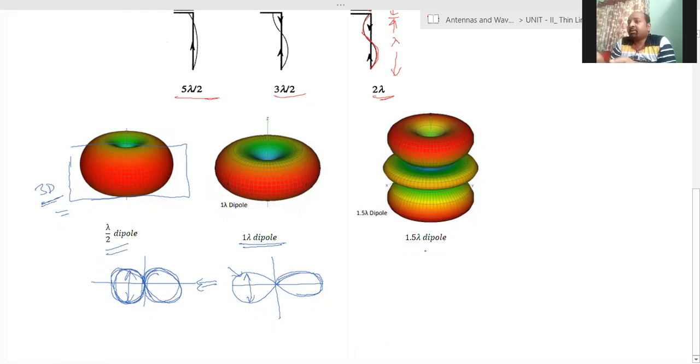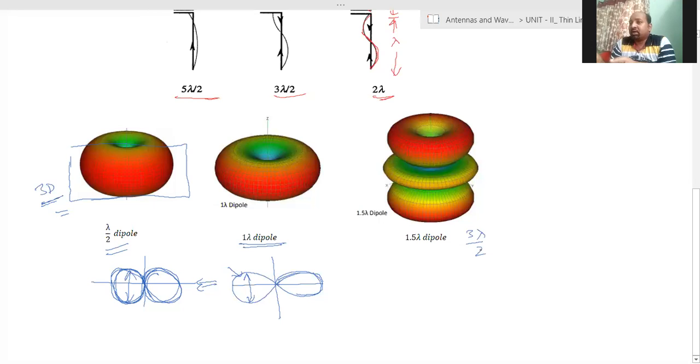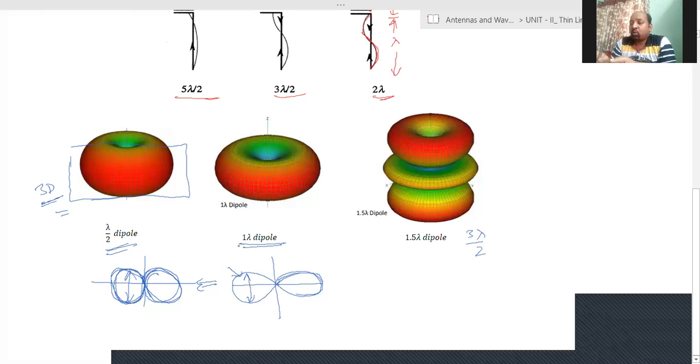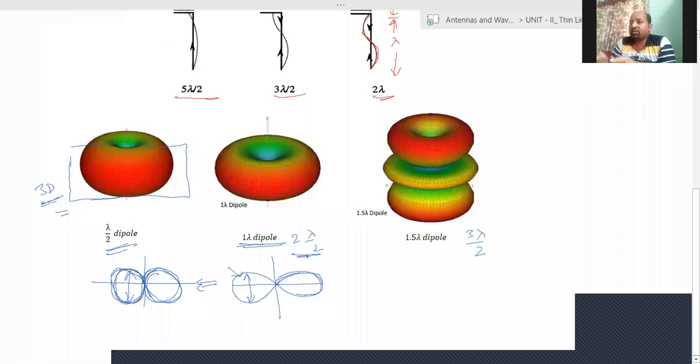And coming to 3 lambda by 2. So this is 1.5 lambda, in the sense 3 lambda by 2. That means 3 half wavelengths. So this is lambda by 2. 1 lambda in the sense what? 2 lambda by 2. Lambda by 2, 2 lambda by 2, and 3 lambda by 2.